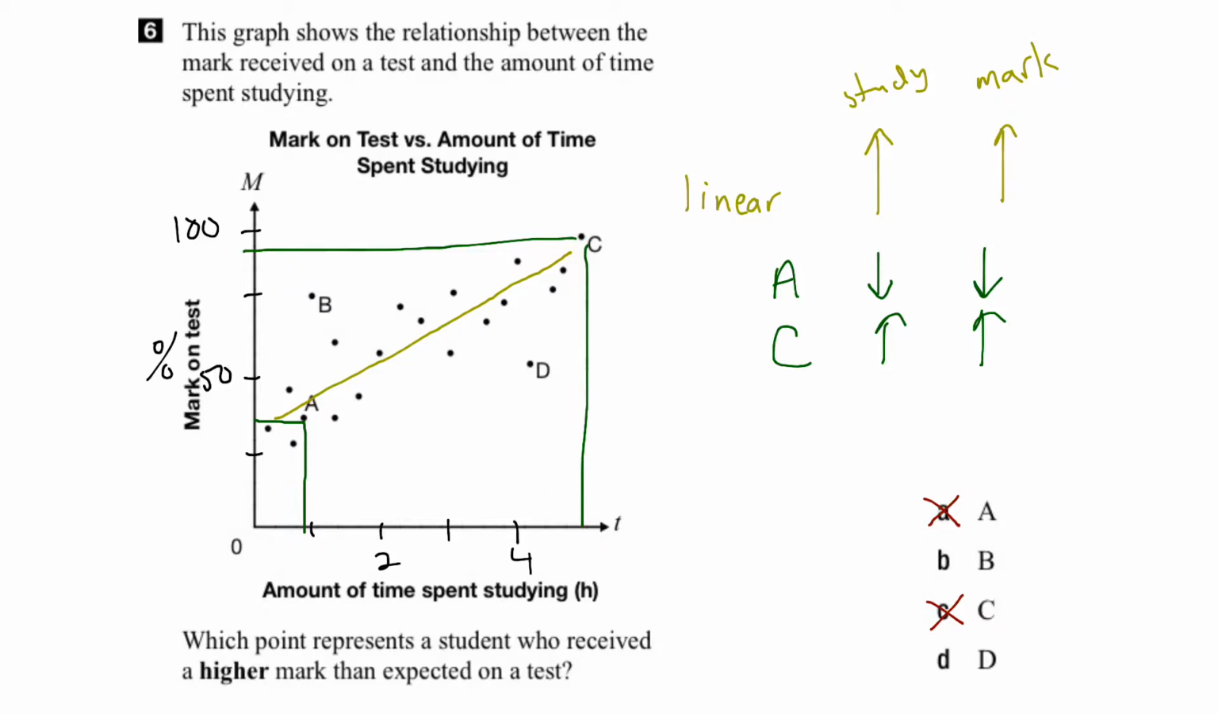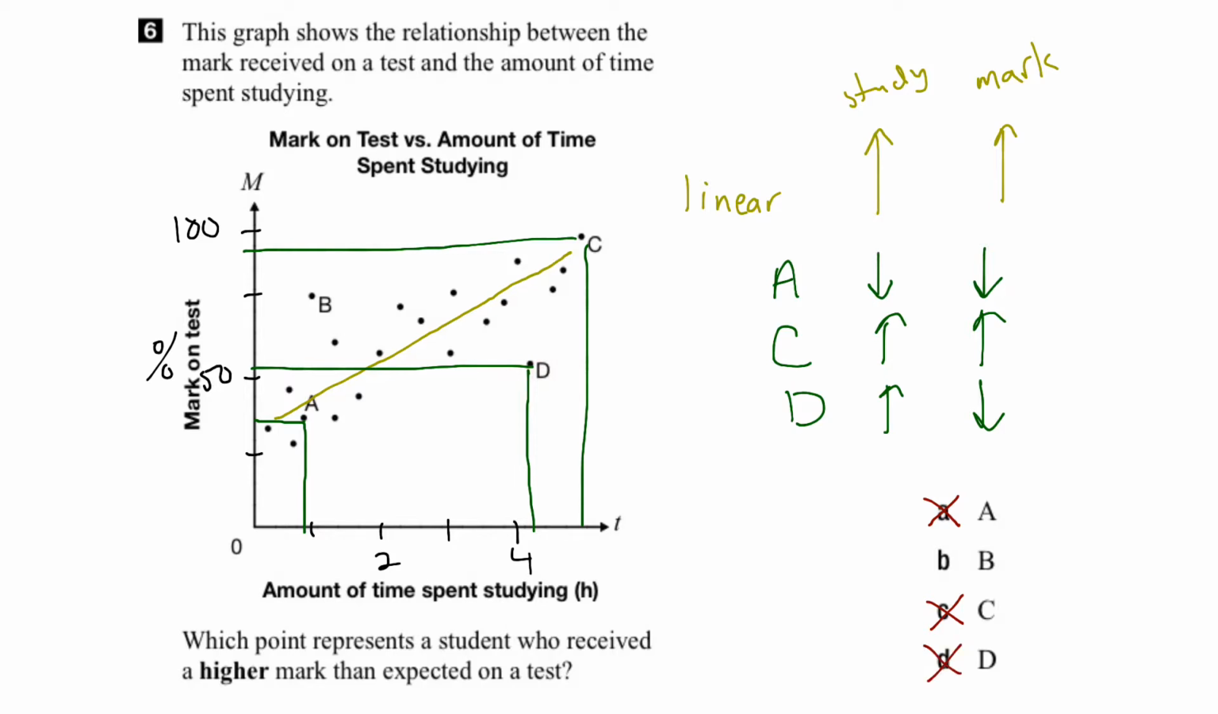Okay, let's take a look at point D, or student D, drawing perpendicular lines to the time axis and the mark axis. So this student spent a lot of time studying, but just barely passed. So if we put D here, a lot of time studying, but didn't get a good mark. So in this case, student D got a lower mark than expected. You would imagine that if that person studied a lot, they'd get a higher mark.